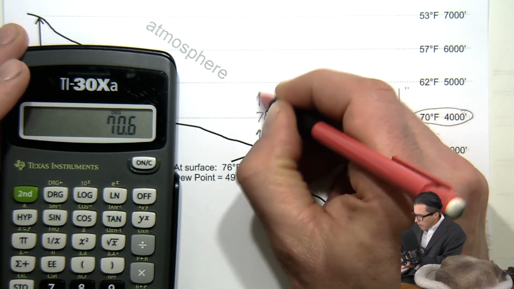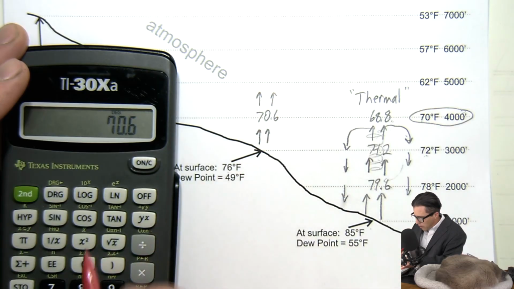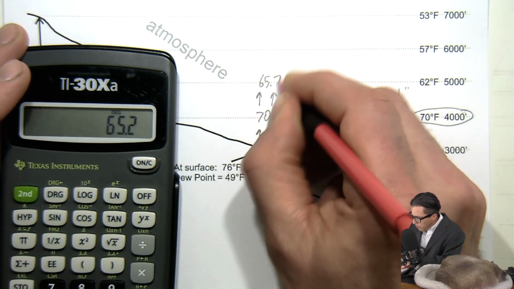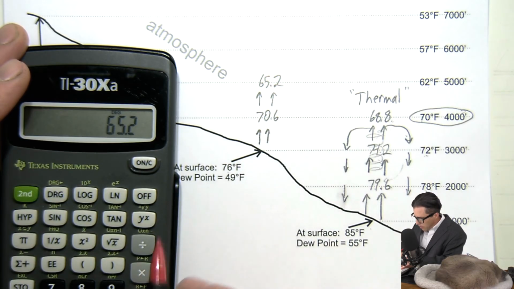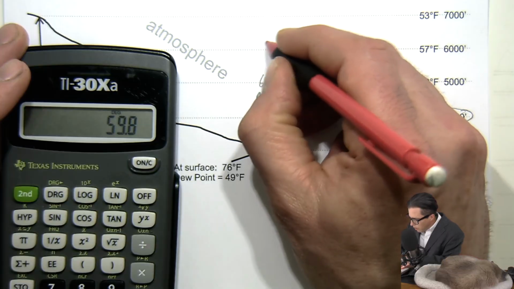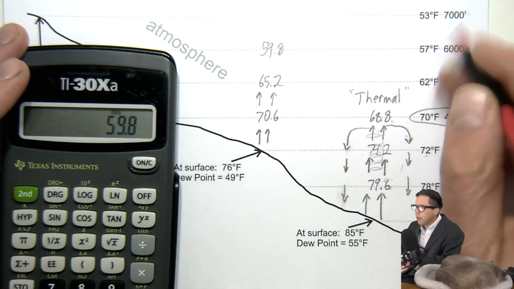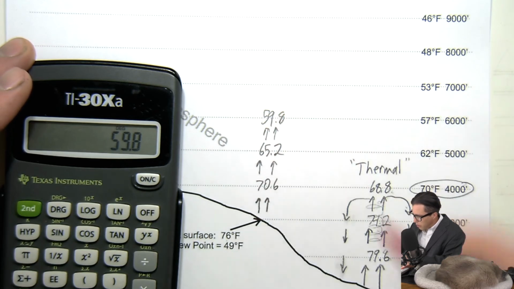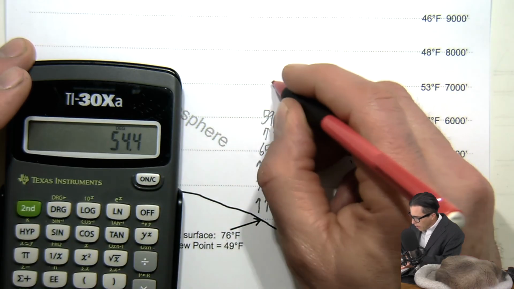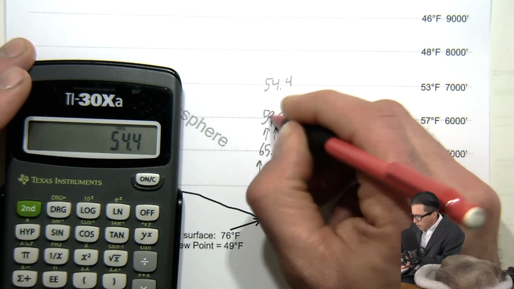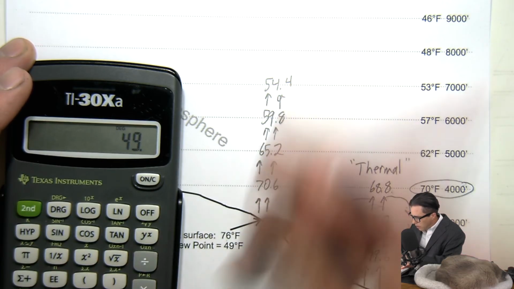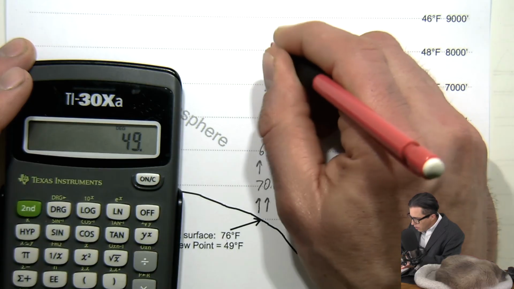So let's do it again. Another 1,000 feet, subtract another 5.4, and I get 65.2. Warmer? Yes, it is. Keep going. 59.8. Warmer? Keep going. So I'm drawing arrows this whole time to show that the air is rising. Subtract another 5.4. I get 54.4. Still warmer? Yes, it is. Do it again. Subtract another 5.4.